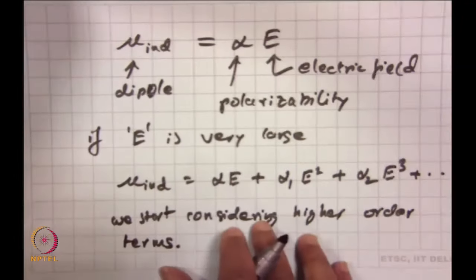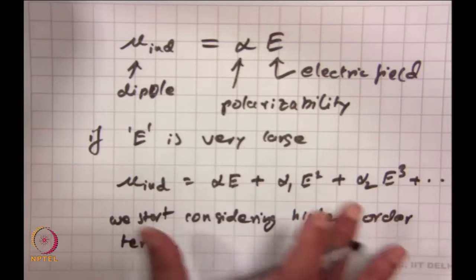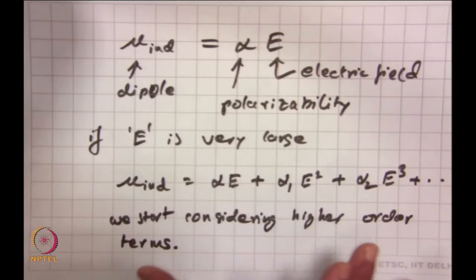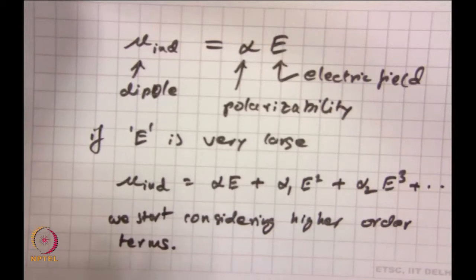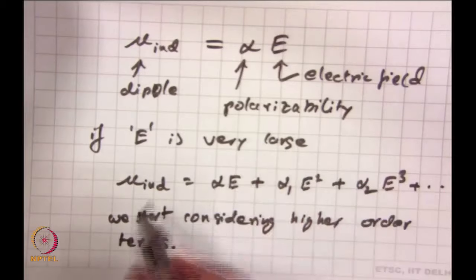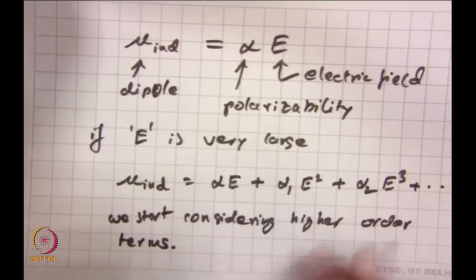Now, this is something which you have to keep in mind. We will not be discussing that much in this class, but this is very important, especially when people are talking about nonlinear optics. I don't know whether you have heard of it, right? Nonlinear means, see, this mu induced is equal to alpha times E, it is a linear equation. The moment you go to this, it becomes a nonlinear equation, right, because of the higher order terms. And nonlinear optics and nonlinear polarizability play a very huge role in the present-day situation, right.